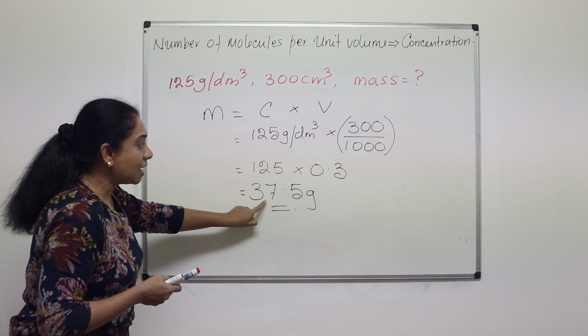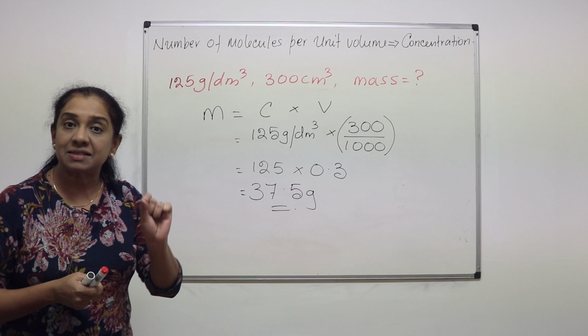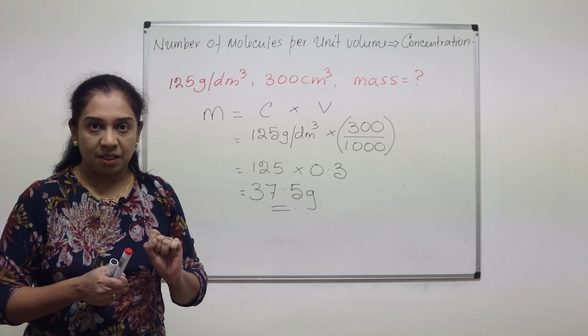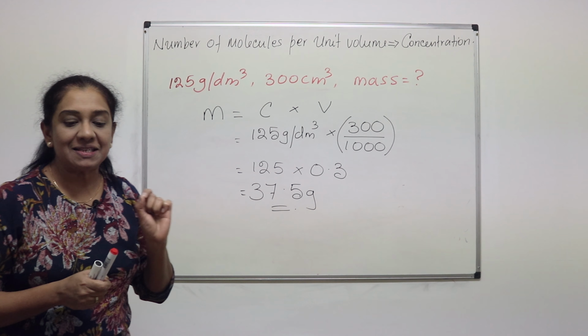So to make 125 grams per dm cube of 300 cubic centimeter of a solution, we would have dissolved 37.5 grams of the substance. So this is the second example. Hope you would have got this example.